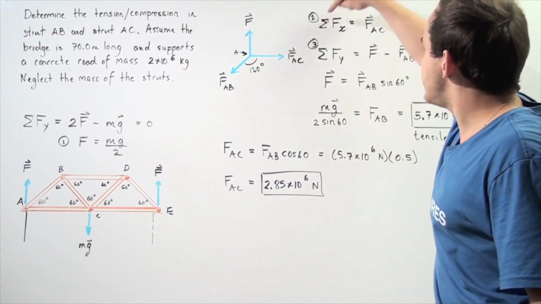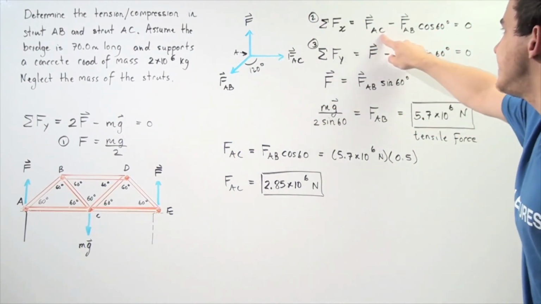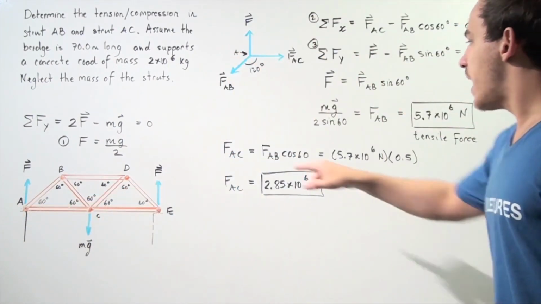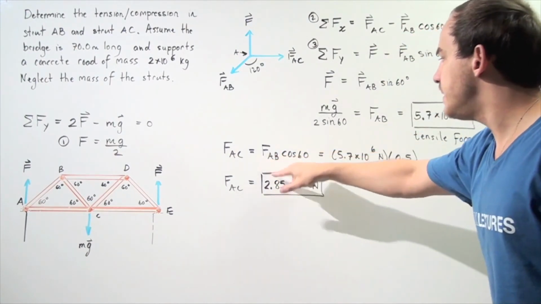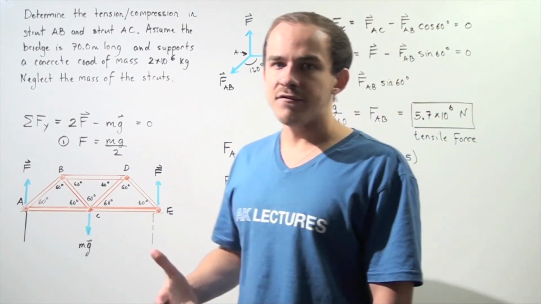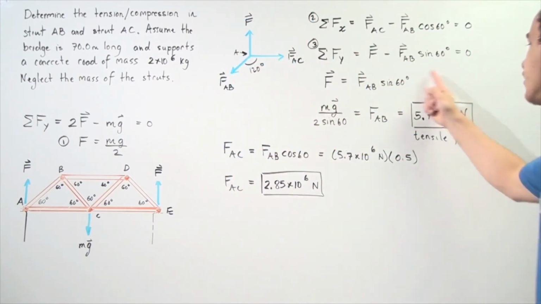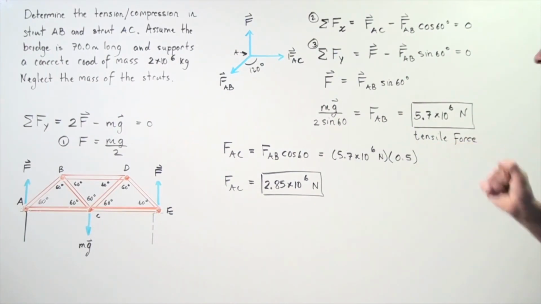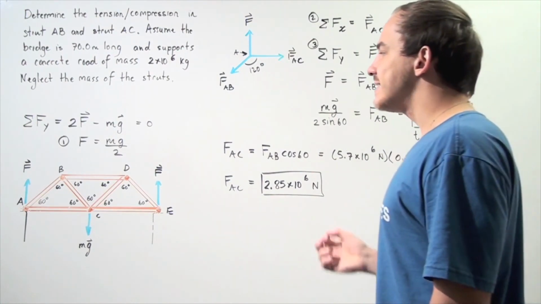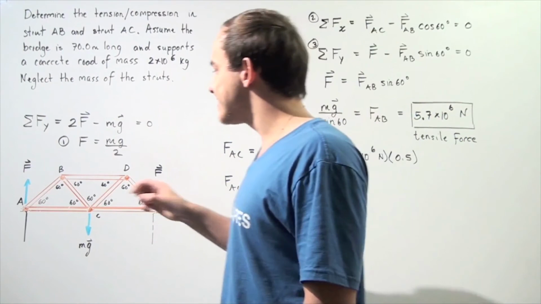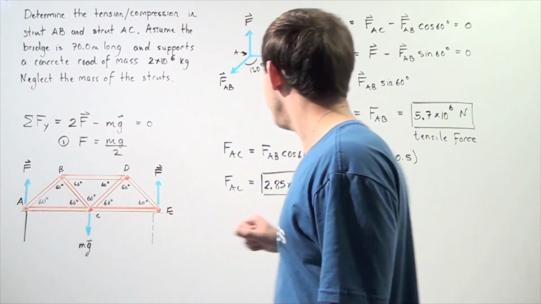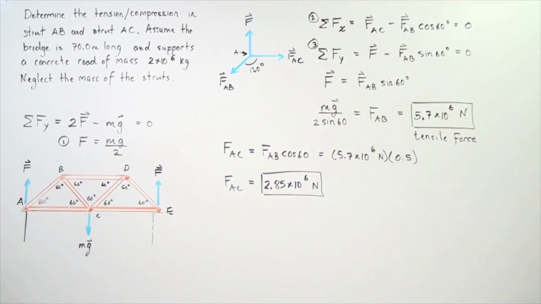Well, we can use equation 2 to solve for force AC, which is the compressive force in strut AC. So FAC is equal to FAB times cosine of the angle 60. Cosine of the angle 60 is simply 0.5. So we multiply 0.5 by this force, this tensile force, and we get 2.85 times 10 to the 6 newtons is the compressive force that exists in strut AC. And the tensile force in strut AB is 5.7 times 10 to the 6 newtons.